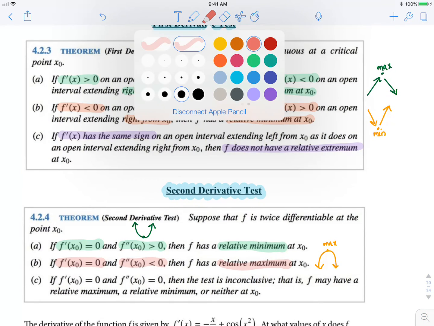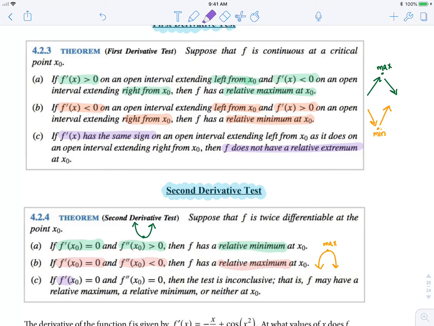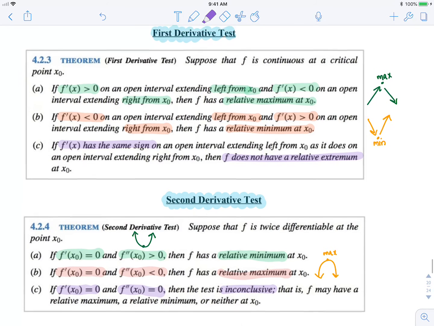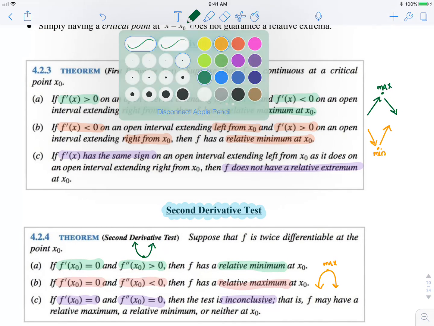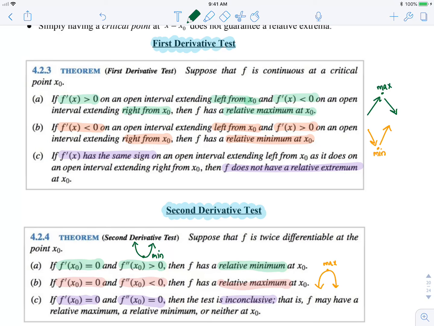And once again, there are always inconclusive answers. If f prime of x equals 0 and the second derivative is equal to 0, then it's inconclusive. We don't know what's happening there. So we are going to use both the first and the second derivative tests below to search for relative mins and maximums.